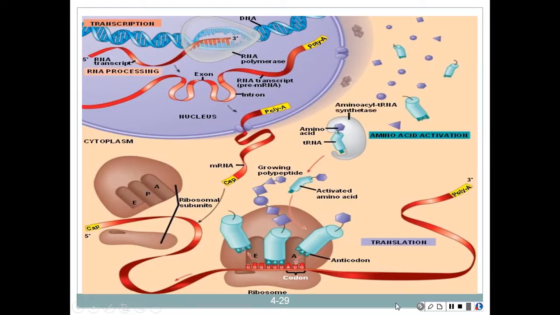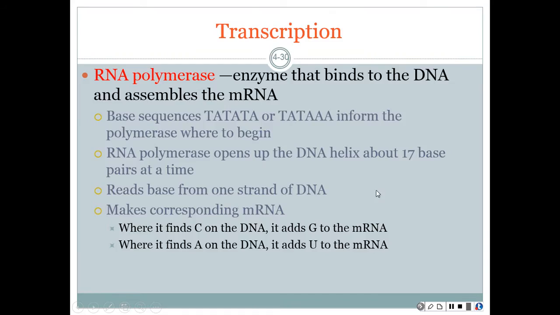Okay, I believe I have some videos on this, so please look at it over and over again until you understand exactly what is occurring, because you will definitely see these two processes again, transcription and translation. Okay, so that's the diagram.